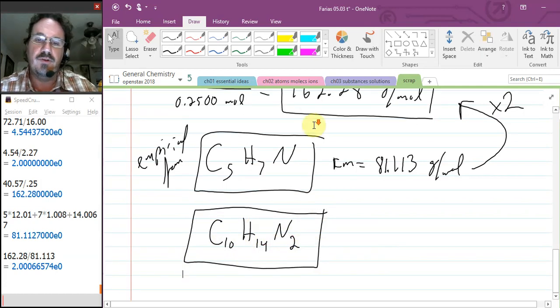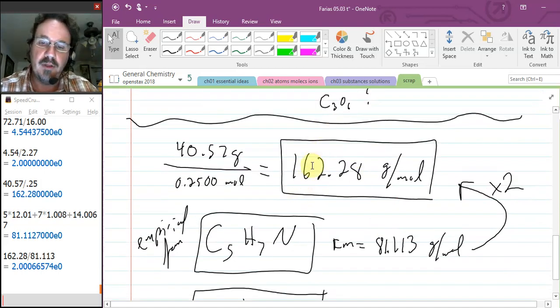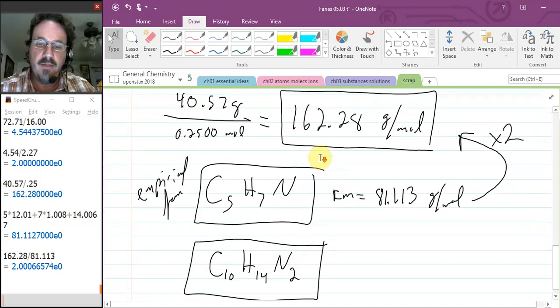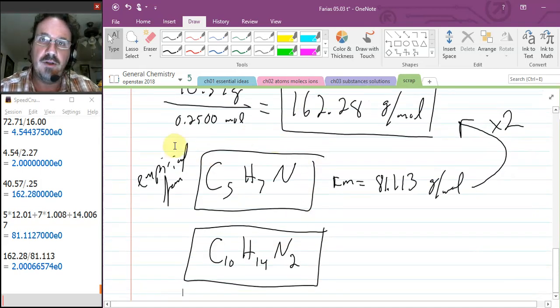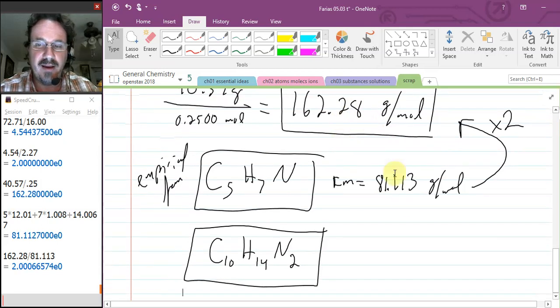So, just to review. First, I figured out the formula weight for nicotine because they gave me enough information to figure that out. Then we figured out the empirical formula in the usual way, and we saw that the mass of that empirical formula is exactly half the true formula mass for that molecule. Therefore, I know it's a multiple of 2, so I multiplied everything by 2, and I got the actual molecular formula for nicotine.